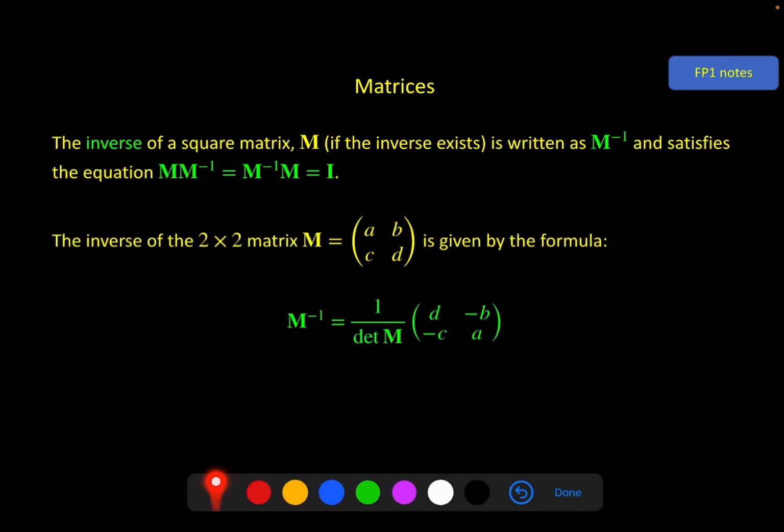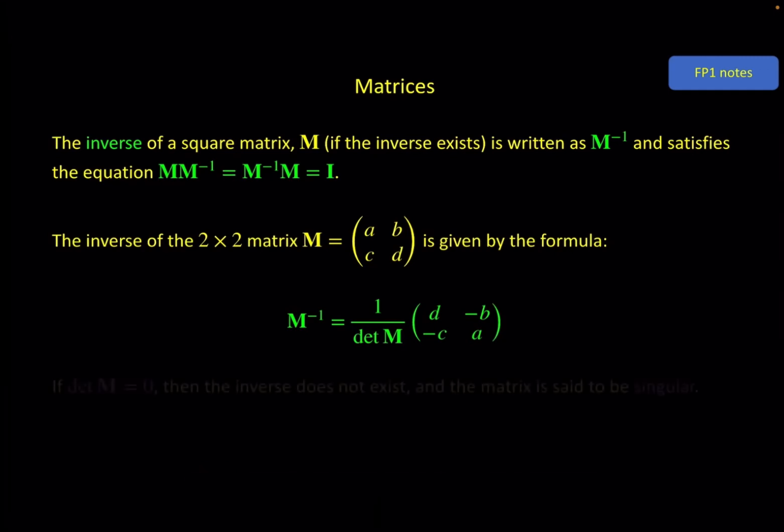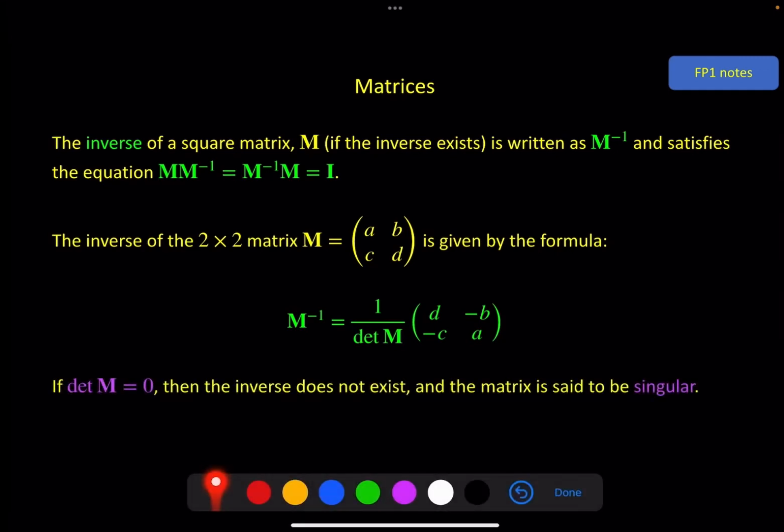It also explains why the determinant of M is so important in finding whether or not the inverse exists, because if the determinant of M is equal to 0, you're trying to divide by 0, you can't do that, which means the inverse of that matrix does not exist, and it is said to be singular. So singular is the word we use for this statement here. If it doesn't equal 0, then it's fine, you can find the inverse, it does exist, and it's non-singular.